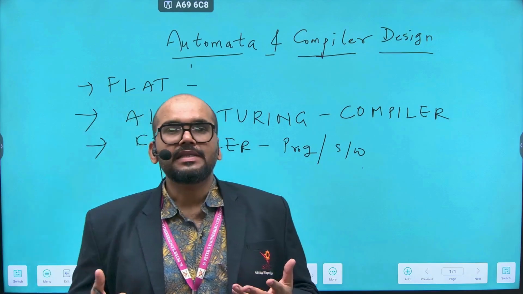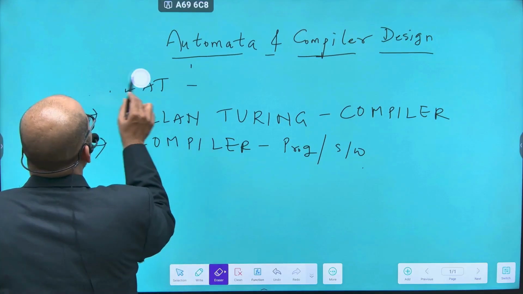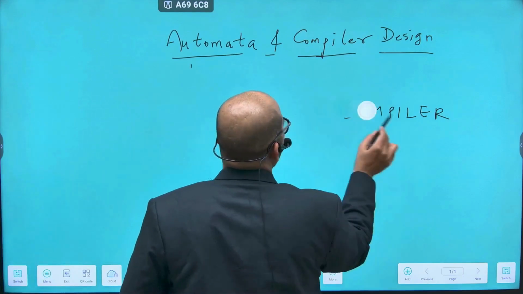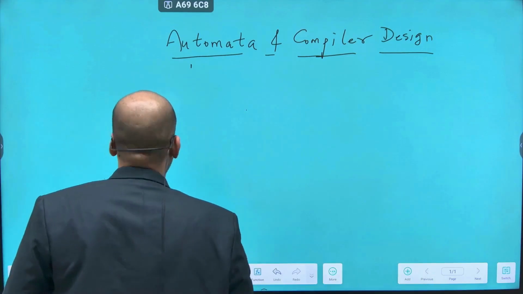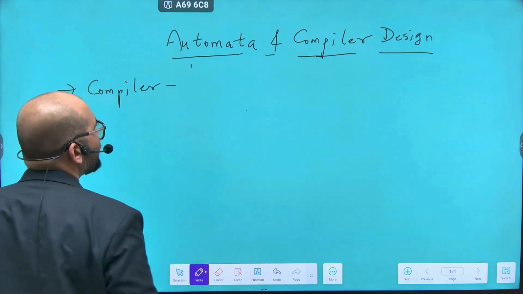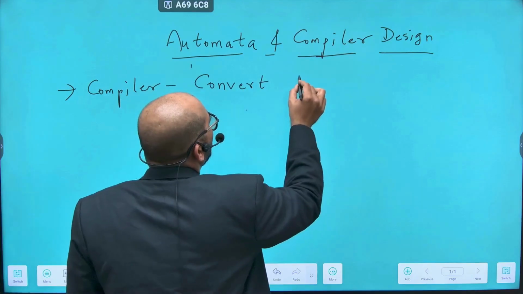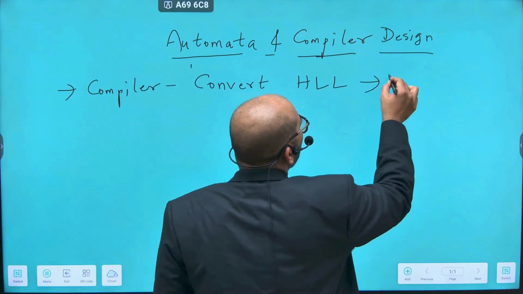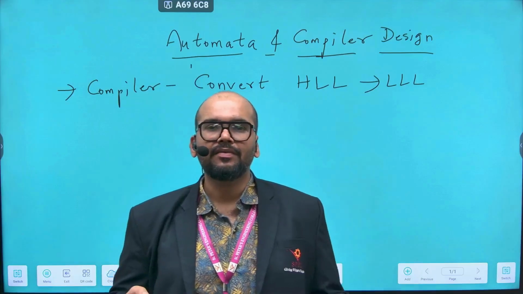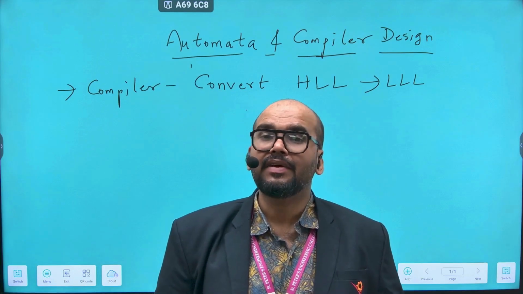So first of all, what is this compiler? What does compiler mean? A compiler will convert a high level language into a low level language. What is high level language? High level language means the program we write with some high level constructs.